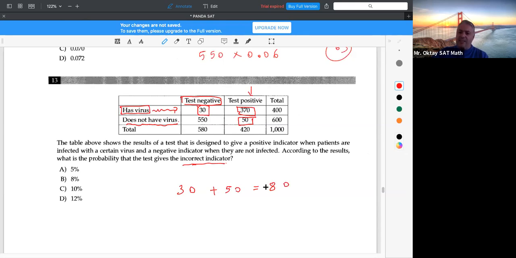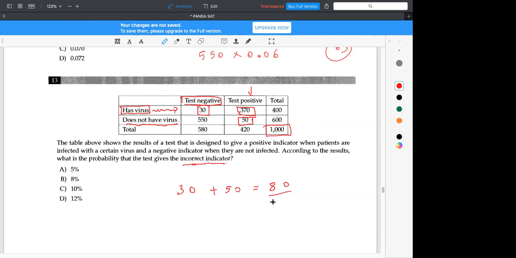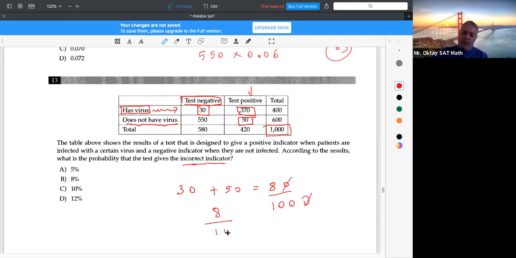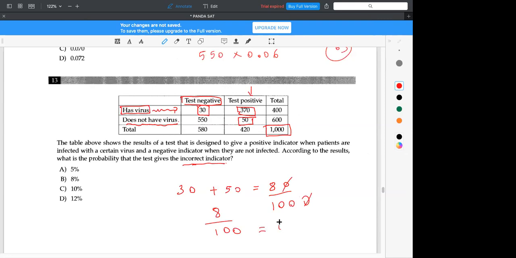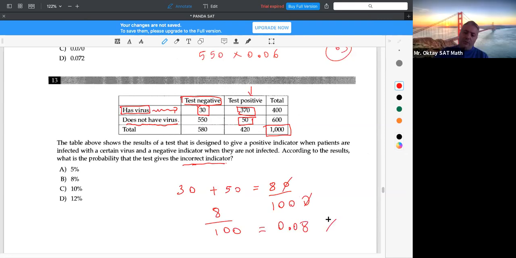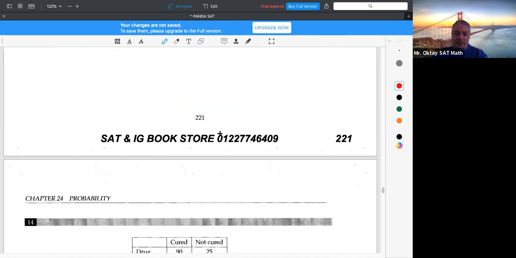So 80 is out of what? How many tests have we done? 1,000. And then this will be 80 over 1,000, 0.08, which means 8%. So it is part B. A little bit, you can read this one more time later on, okay? Just the complicated thing is this sentence, and then the table is clear.